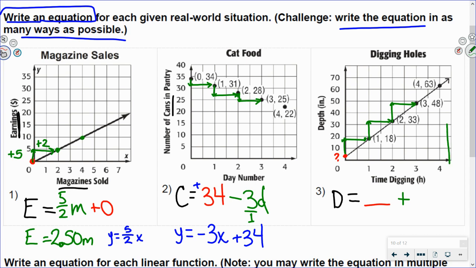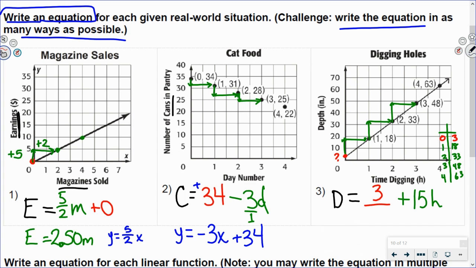In fact, folks, you could even turn this into a table. 1, 18, 2, 33, 3, 48, 4, 63, and so on. Now I notice in doing that it increases 15 feet every hour. So I'm going to write 15 times h hours. Okay, now go backwards, get rid of that 15 feet that was dug, and you'll find that it starts at 3. For those of you that guessed 3, you were correct.